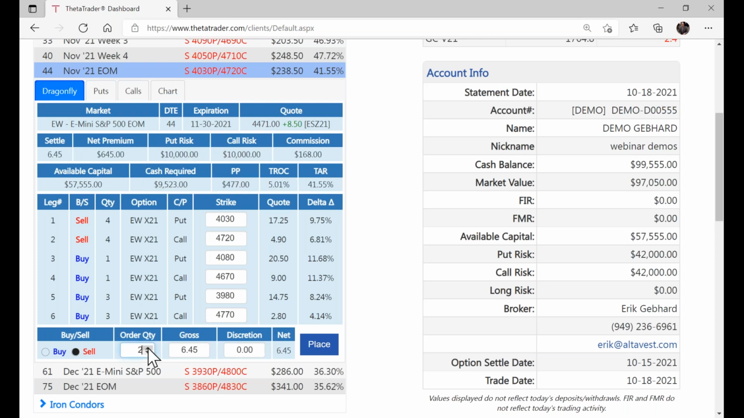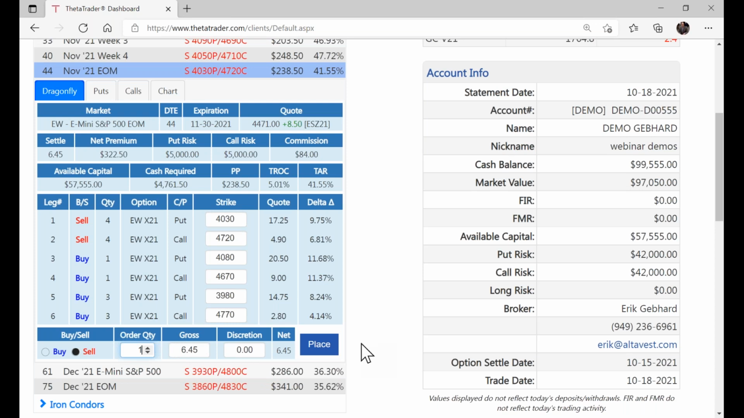You can increase it, go up to 3 of them, 4 of them, 5 of them, and you can see the cash required and your profit potential changes, of course, along the way. So we will stick with just that quantity 1. The pricing is already predetermined for you.